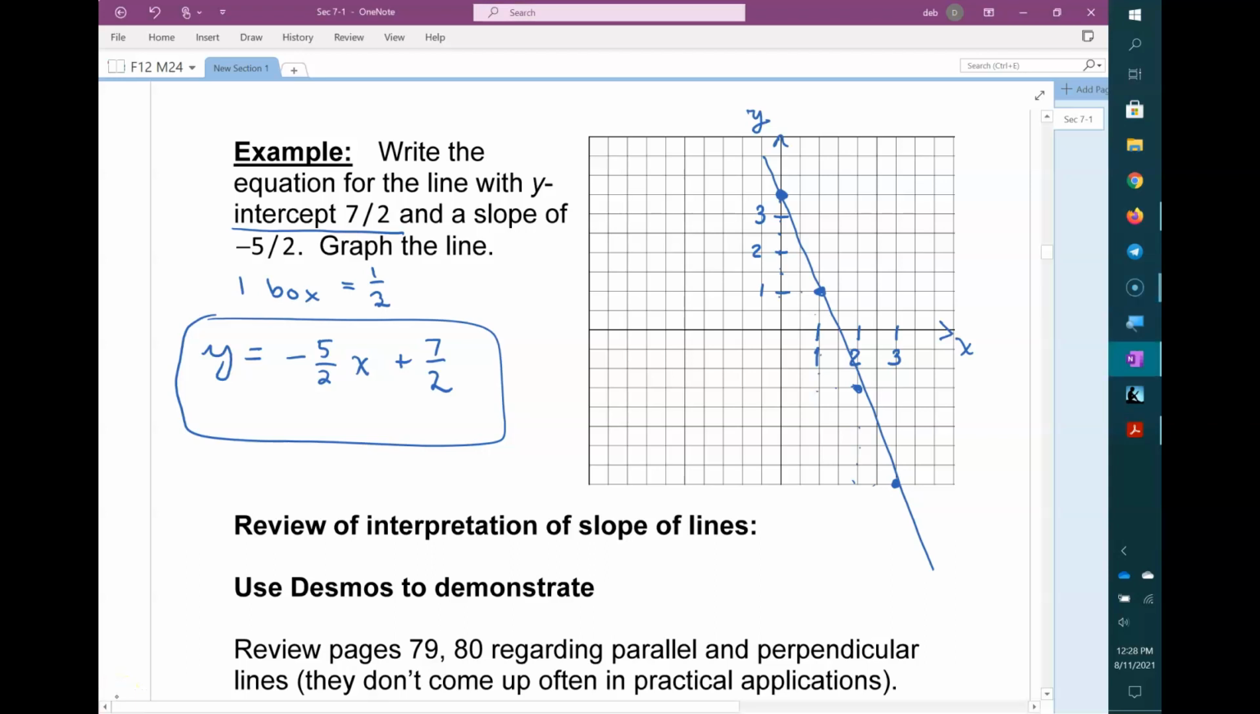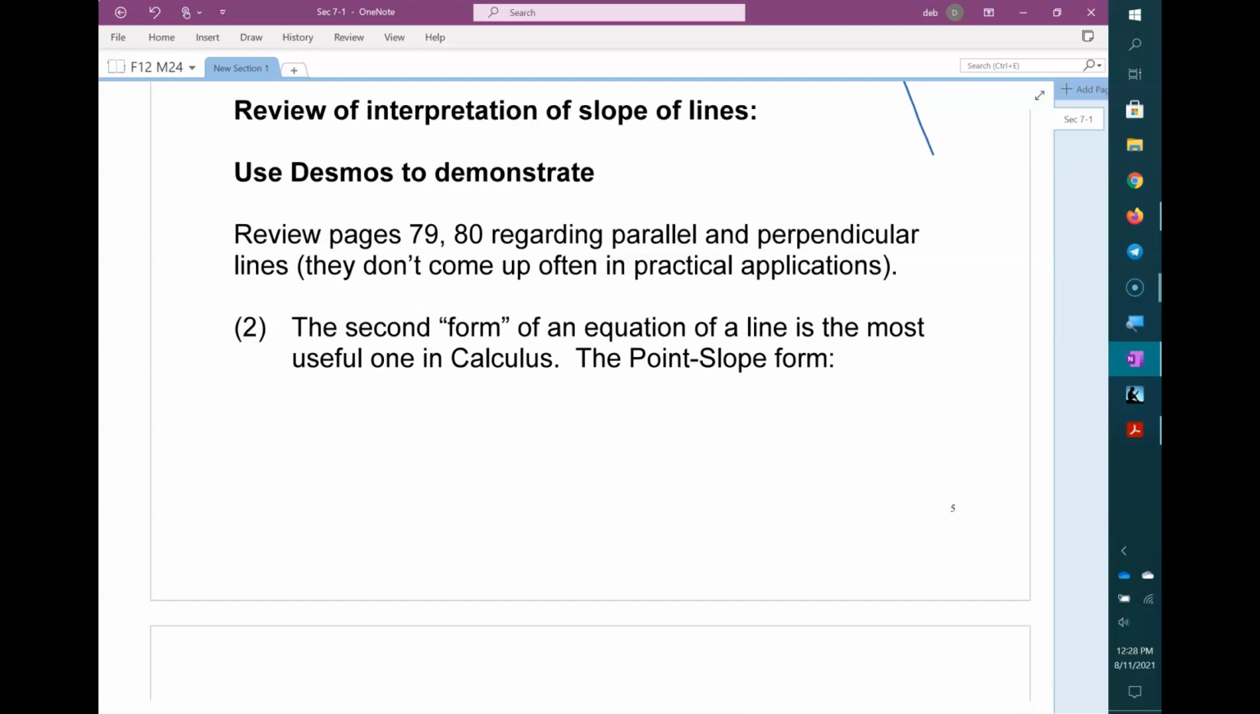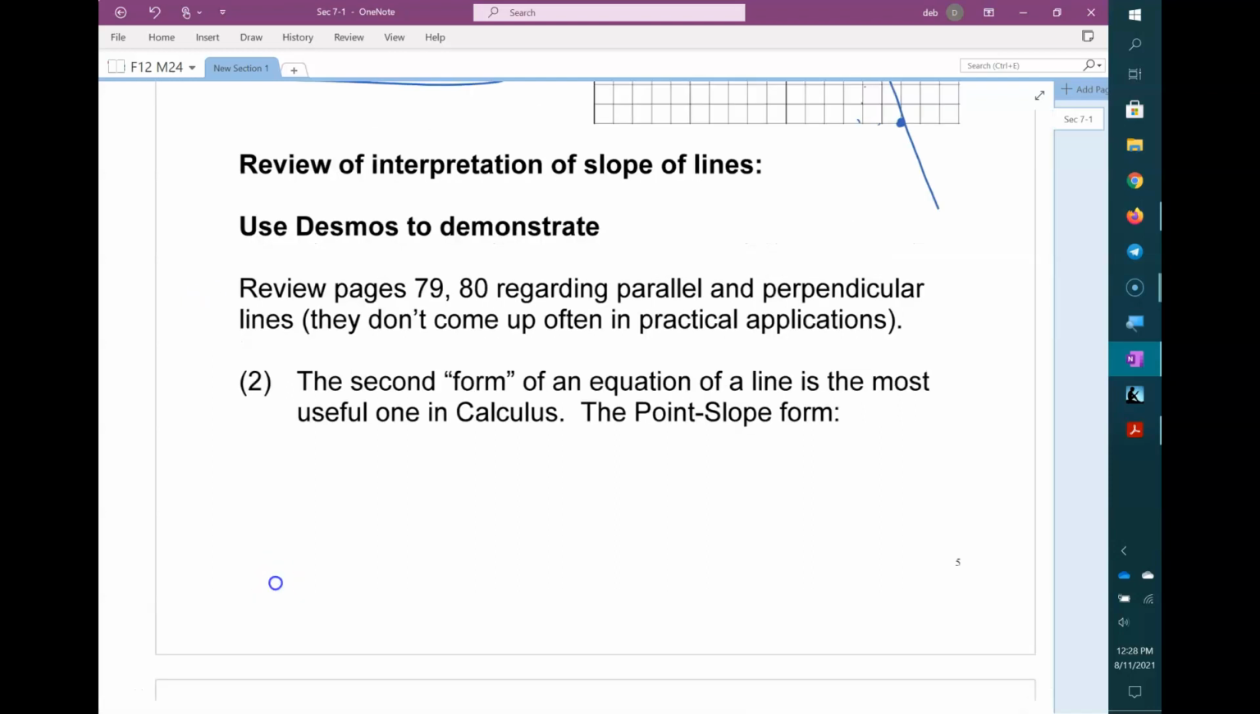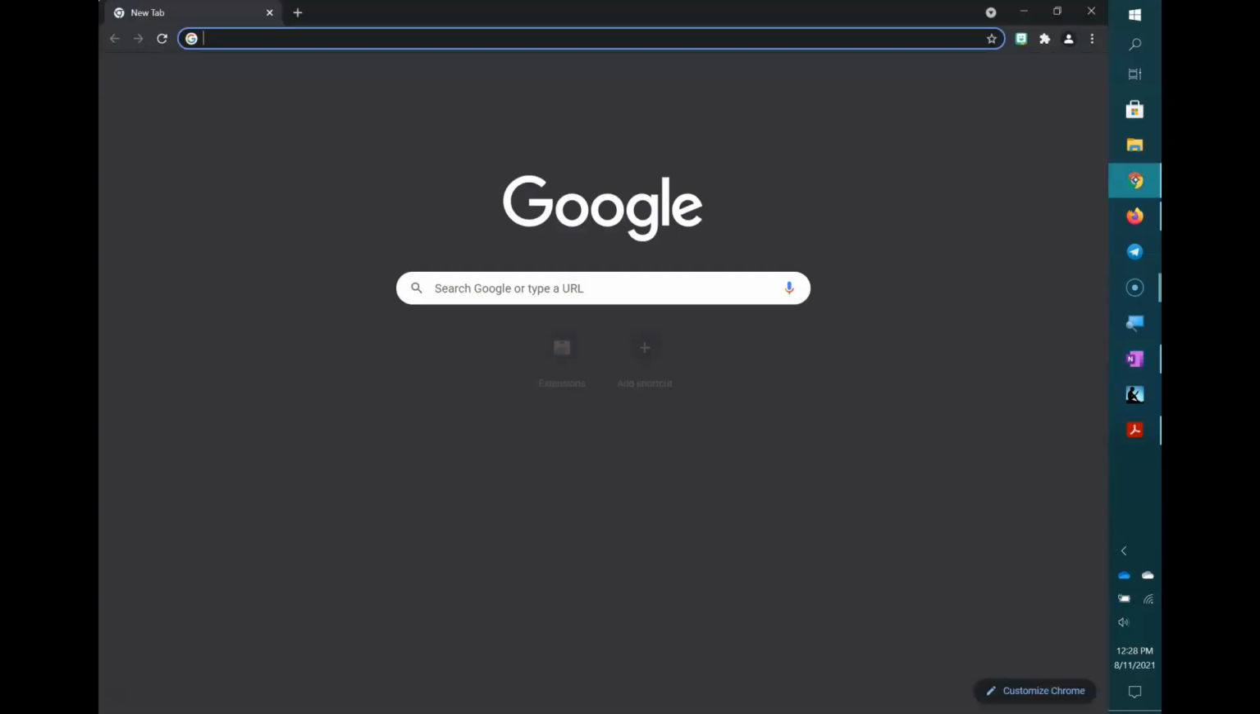So taking up where we left off, we're going to review the interpretation of slopes of lines, and I'm going to use a product called Desmos to demonstrate. So I'm going to open up a web browser and go to desmos.com.